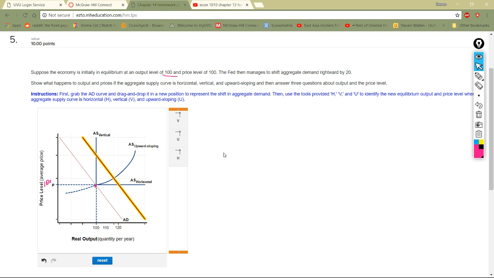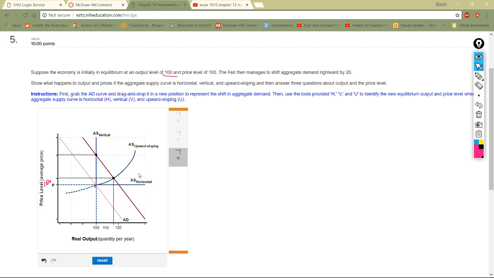Okay. And that's going to want these new things here. So the vertical is now where? Where's the vertical? Now vertical's right there. And the U, upward sloping, its new equilibrium is here.